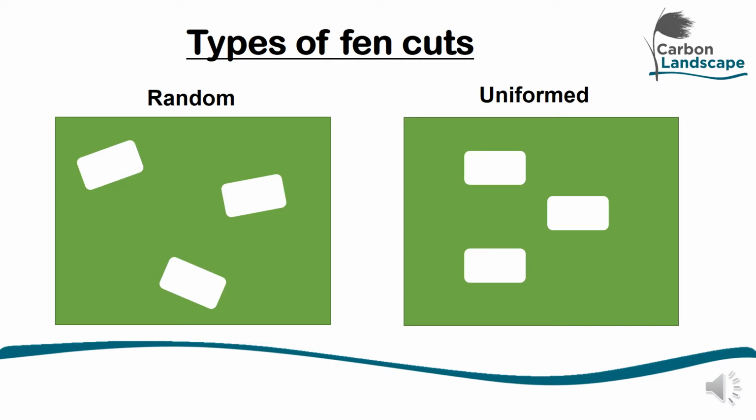As you can see, there are different kinds of fen cuts, random and uniform. This depends on personal management preference, but I prefer the random as it is more natural. Notice each year only certain areas are cut, leaving different levels of reed bed growth, therefore different habitats.